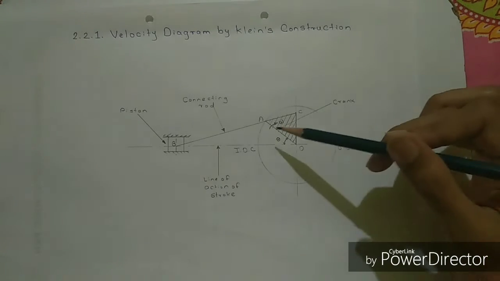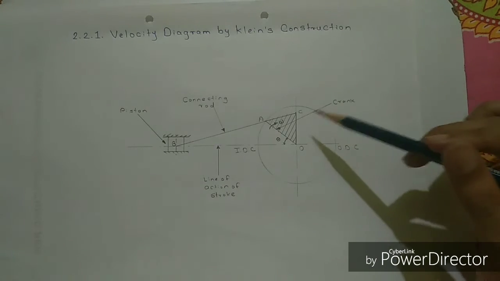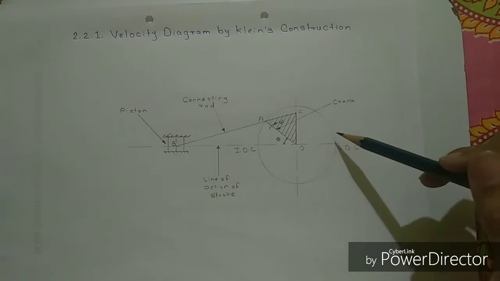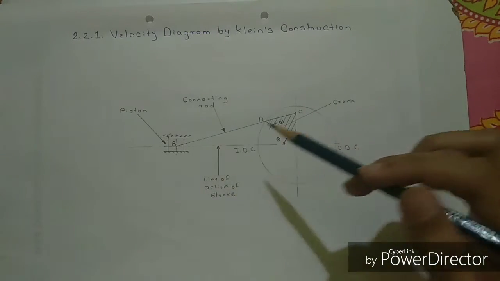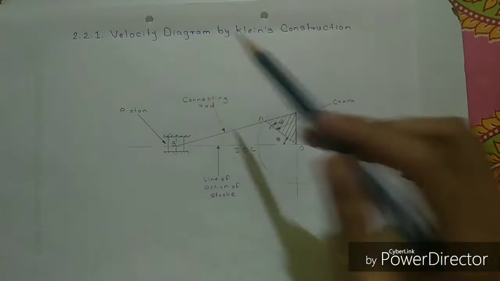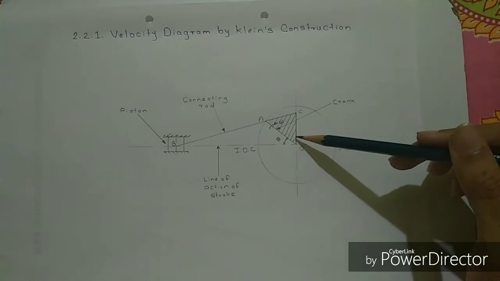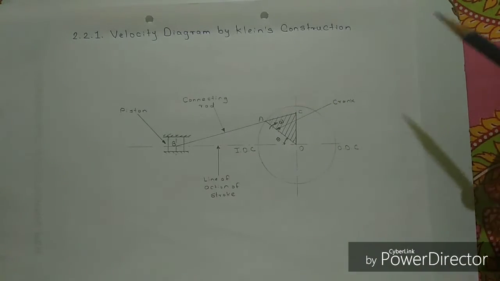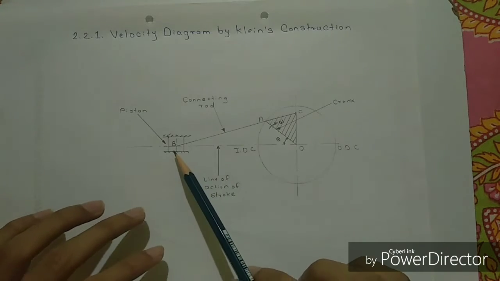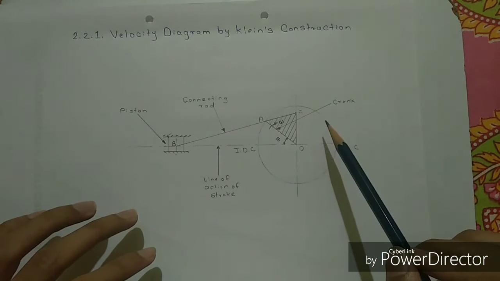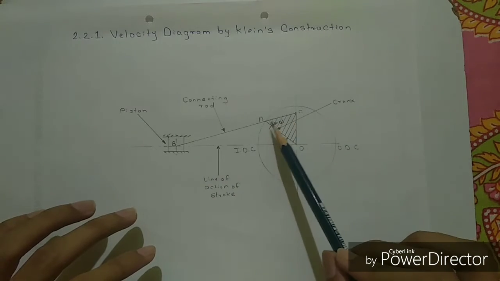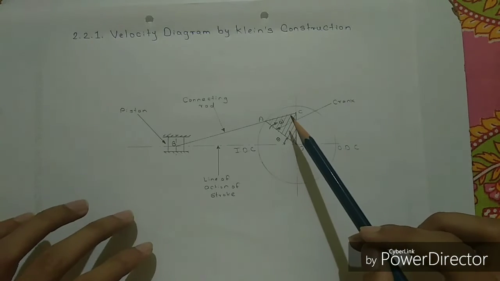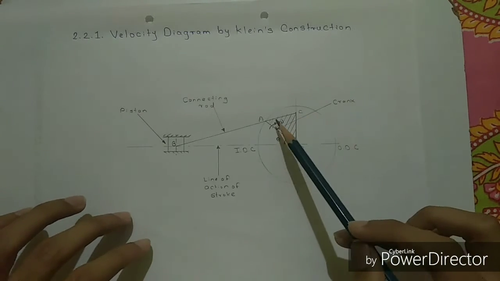After that, triangle ACO, shown by the shaded area, represents the velocity diagram of the slider crank mechanism. In that we have to find a velocity diagram which is shown in the shaded portion, that is the velocity diagram for Klein's construction. This is very simple: first we have to draw the configuration diagram, then we have to extend AB to the point C which is perpendicular to O, then CA represents the velocity of connecting rod.